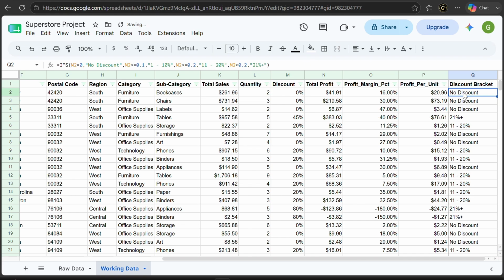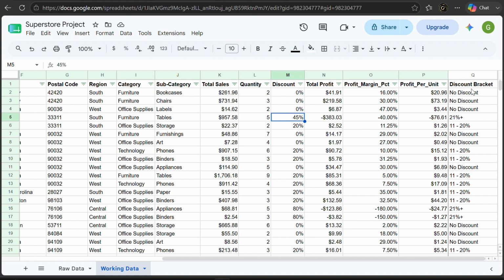Now if you remember the formula that we just wrote here, why do you have no discount? Because the discount here is 0, 0 and 0. Why do you have 21 plus percentage here? Because judging by our formula, if this is greater than 20%, you should read 21 plus percent. So you can see everything is just working fine here.